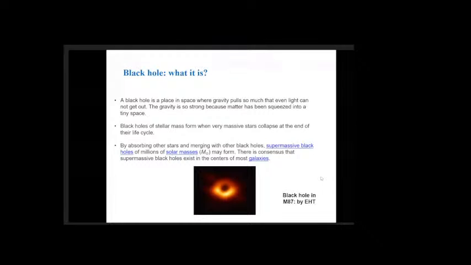So even light cannot escape. So there is nothing that can have velocity more than light. So nothing can escape. So that's why it's a black hole. So a black hole is something from which nothing can escape.